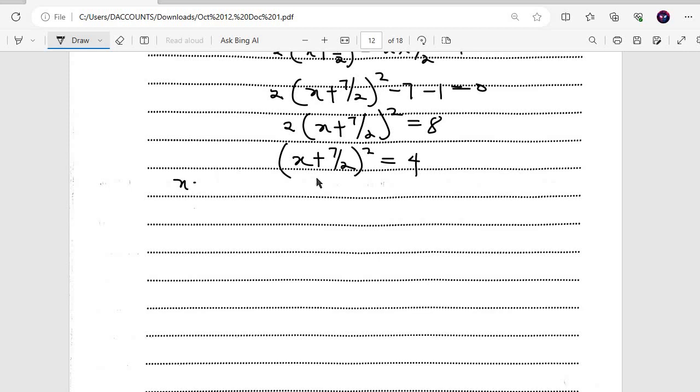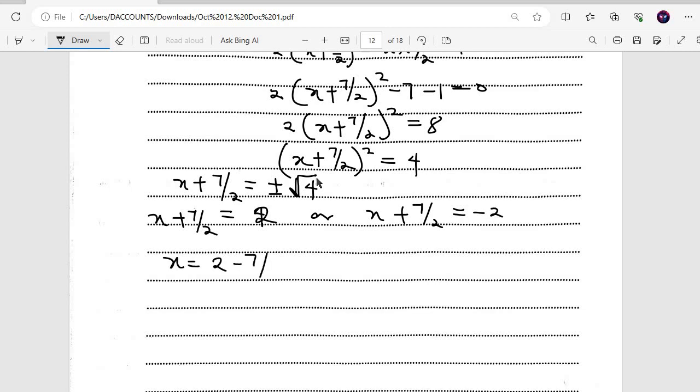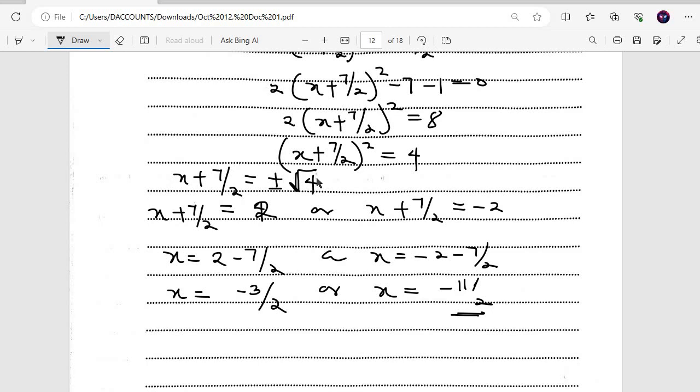So we have x plus 7 over 2 giving us plus or minus the square root of 4. So x plus 7 over 2 is 2, the square root of 4, or x plus 7 over 2 is minus 2. So we have 2 minus 7 over 2, or minus 2 minus 7 over 2. So the value of x, 4 minus 7, is minus 3 over 2, or the value of x is minus 4 minus 7, minus 11 over 2. That's the value of x. That's the question.